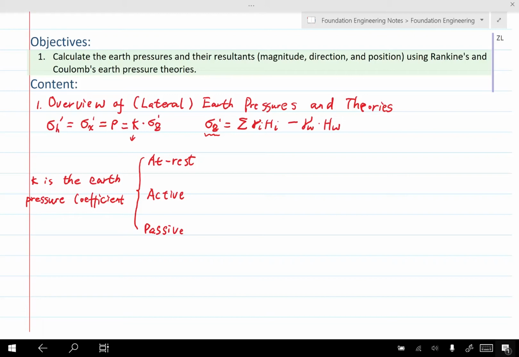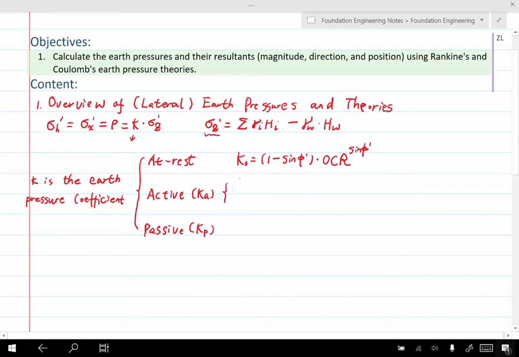So for at rest earth pressure, I showed one equation before, and I mentioned that this equation is very widely used, so it's better that you keep it in mind. So it's the difference between 1 and sine phi prime, times OCR, the over consolidation ratio, to the power of sine phi prime. If the soil is normally consolidated, then this part turns into 1. For active, we have the coefficient K sub A. For passive, we have K sub P.